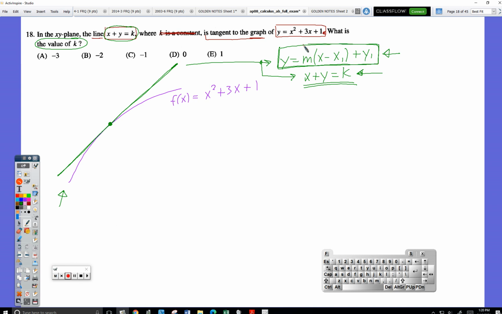Well, that's the way I want to go. I want to go a way that's more familiar. I'm not familiar with finding k, but I am familiar with writing this equation. So to write that equation, I need to know the slope of the line, and I need to know a point that is on the line. So I need a slope of the line, and I need a point that is on the line. Do we know how to find either of those?